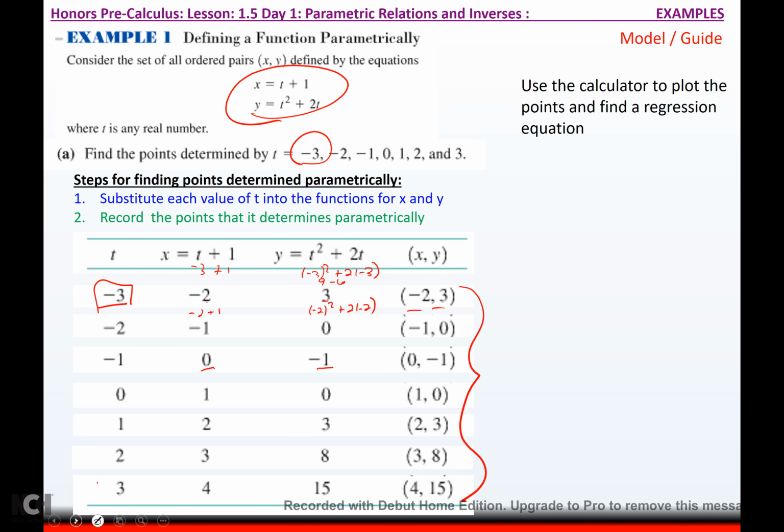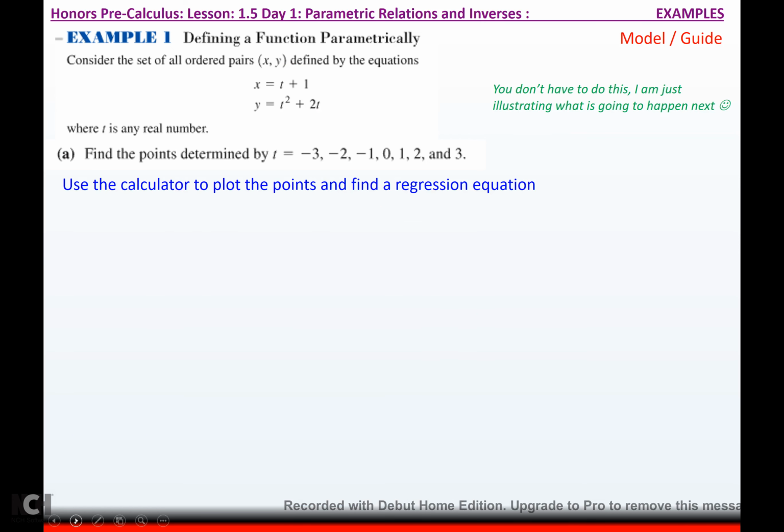Let me switch the thing. All right, we're done. We don't have to do this right now. I mean, we would have been done just with those ordered pairs. I'm just illustrating what's going to happen next. So I want to show you kind of graphically what we're going to do by hand.